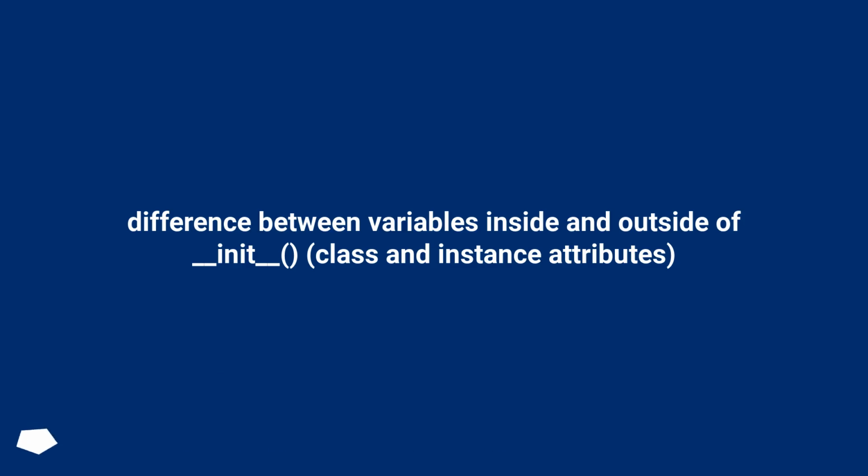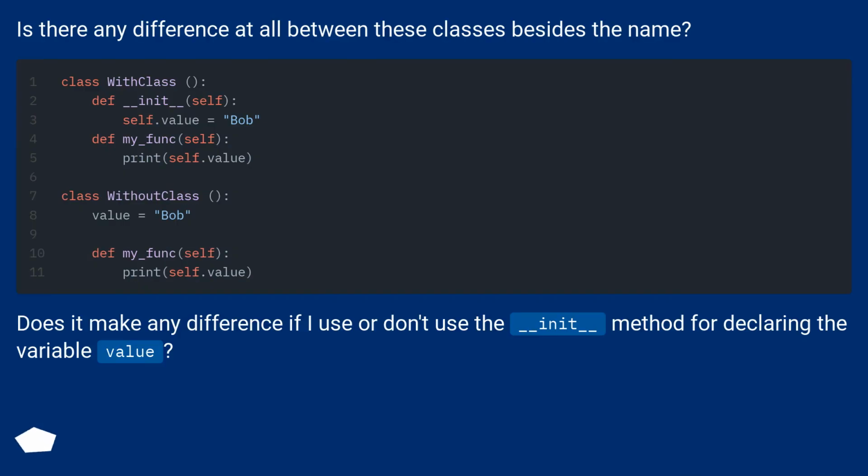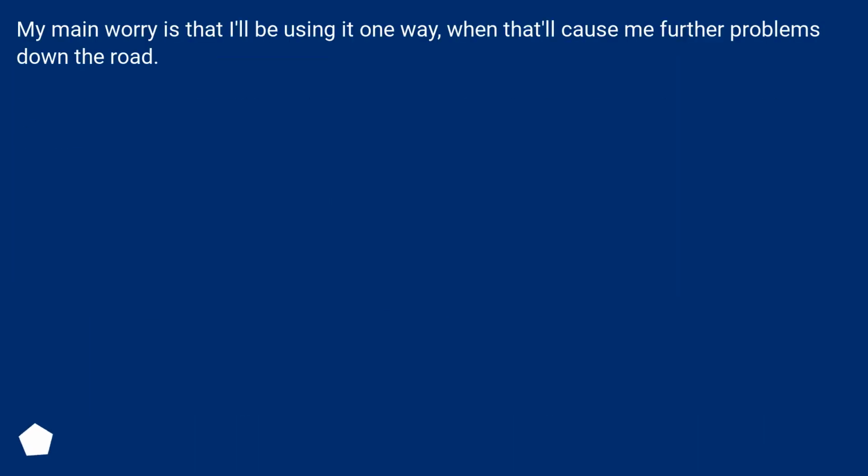Difference between variables inside and outside of __init__, class and instance attributes. Is there any difference at all between these classes besides the name? Does it make any difference if I use or don't use the __init__ method for declaring the variable value? My main worry is that I'll be using it one way, when that'll cause me further problems down the road.